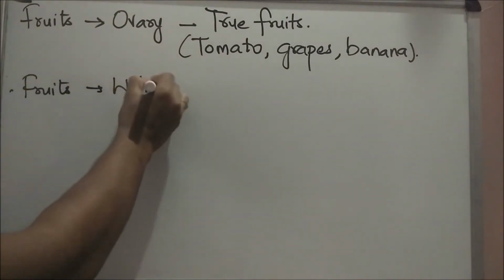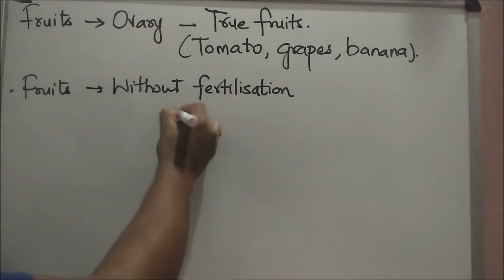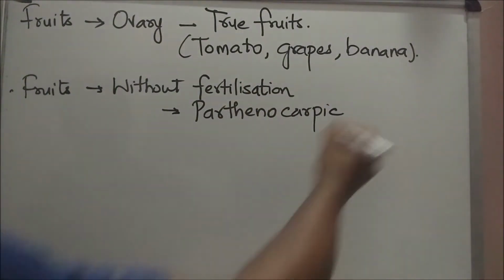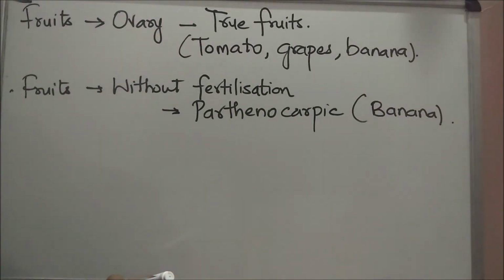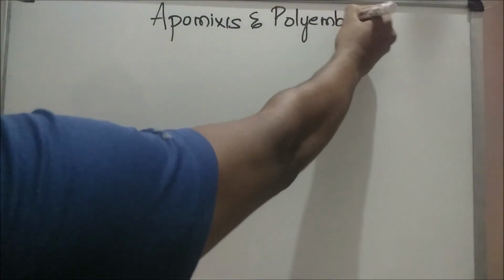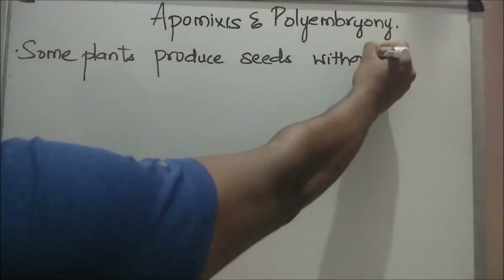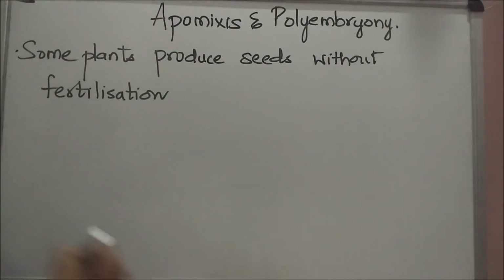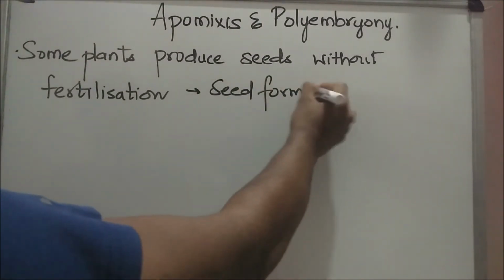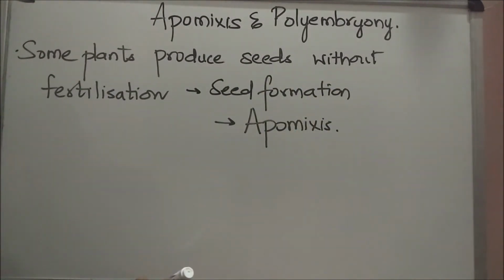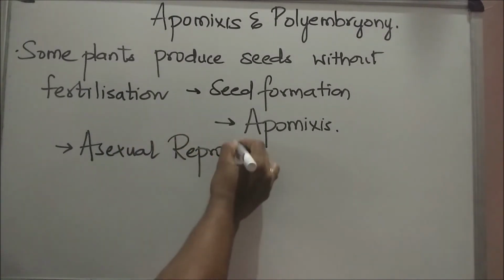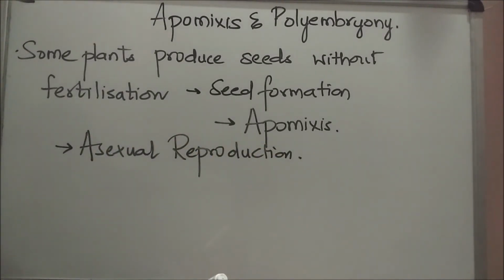Some plants develop fruits without fertilization, known as parthenocarpic fruits. An example is banana. Let's learn about the last topic, apomixis and polyembryony. Some plants produce seeds without fertilization. This process of seed formation is called apomixis. Apomixis is a form of asexual reproduction mimicking sexual reproduction.